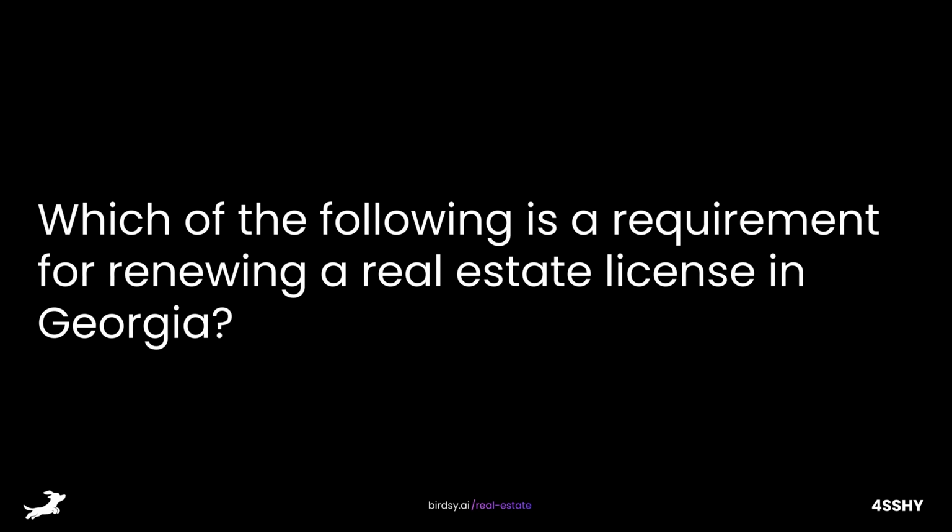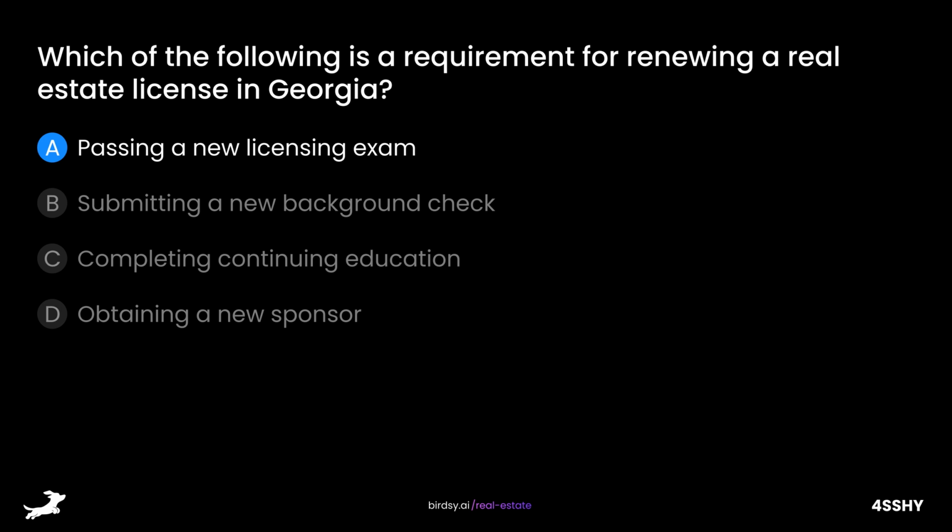Which of the following is a requirement for renewing a real estate license in Georgia? Is it A, passing a new licensing exam, B, submitting a new background check, C, completing continuing education, or D, obtaining a new sponsor? The answer is C, completing continuing education.